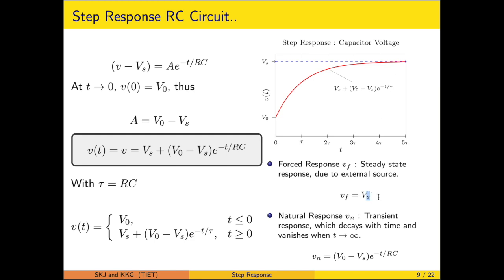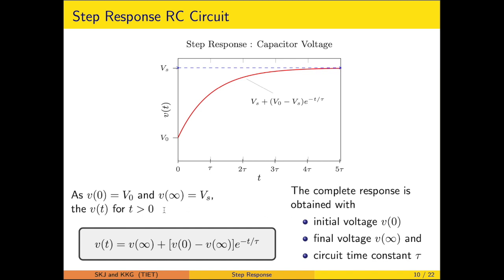That is clear, and the same relationship can be obtained by substituting t approaching infinity into this. The other component is the transient component, which is expected to decay and vanish completely as the time t approaches infinity.